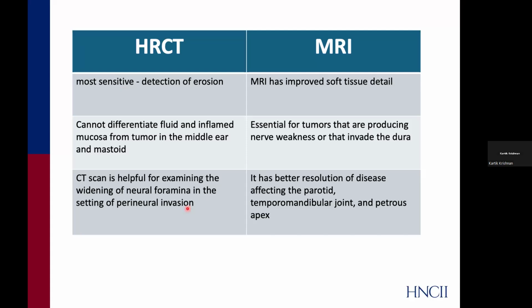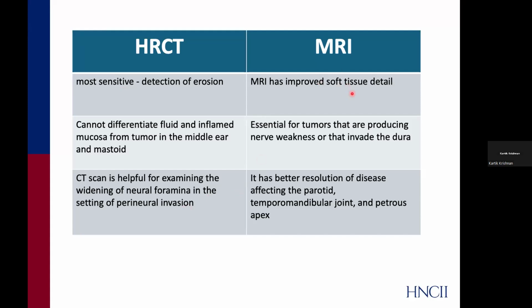So whenever you suspect adenoid cystic carcinoma, or even squamous cell carcinoma where perineural invasion is known, you can look at the foramina in the skull base. If any widening is seen, you know that yes, there can be perineural invasion. Then you make use of your MRI.